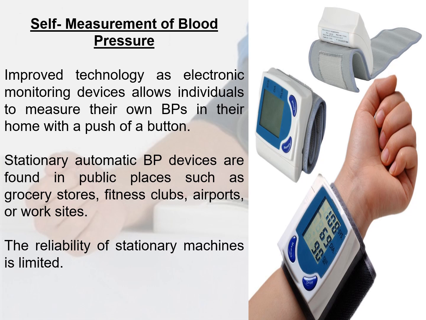Stationary automatic BP devices are often found in public places such as grocery stores, fitness clubs, airports, or work sites. Users simply rest their arms within the inflatable cuff of the machine, which contains a pressure sensor. A visual display tells users their BP within 60 to 90 seconds. The reliability of the stationary machine is limited.